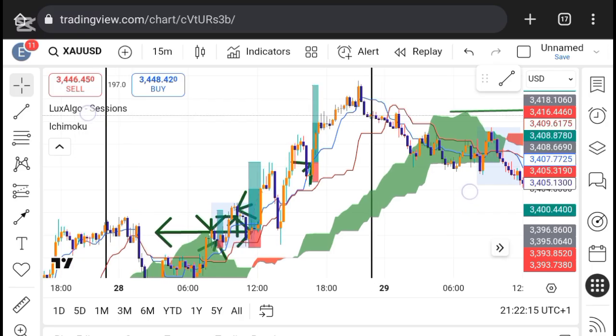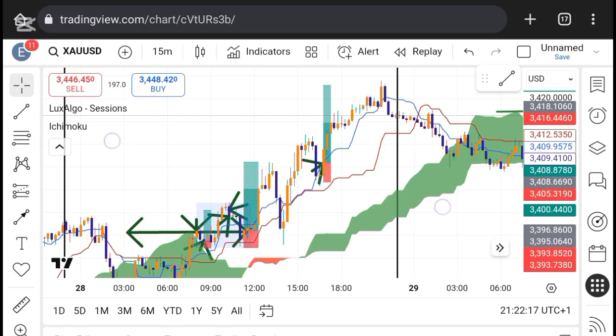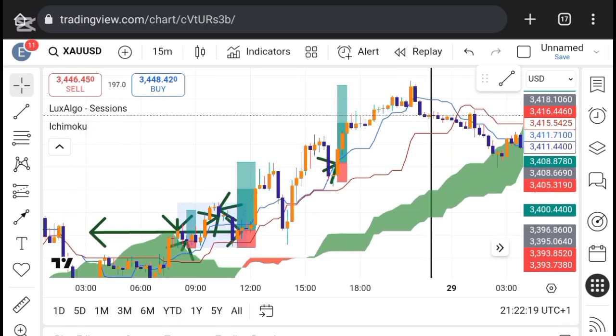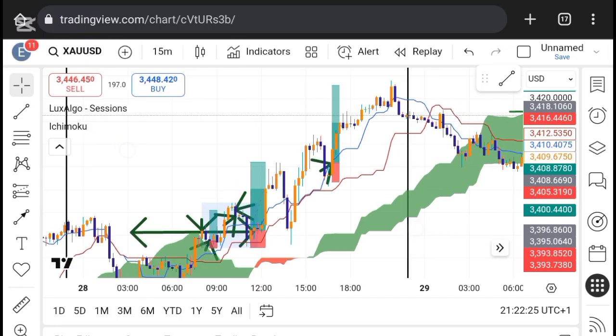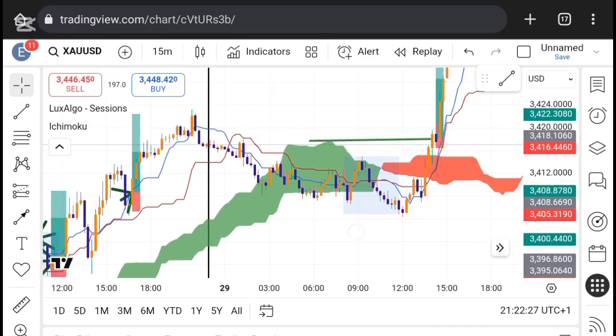So this is Ichimoku for you. It works 80% of the time. 1:4, 1:4, 1:4 without a loss. So in a whole day, you can double your account.